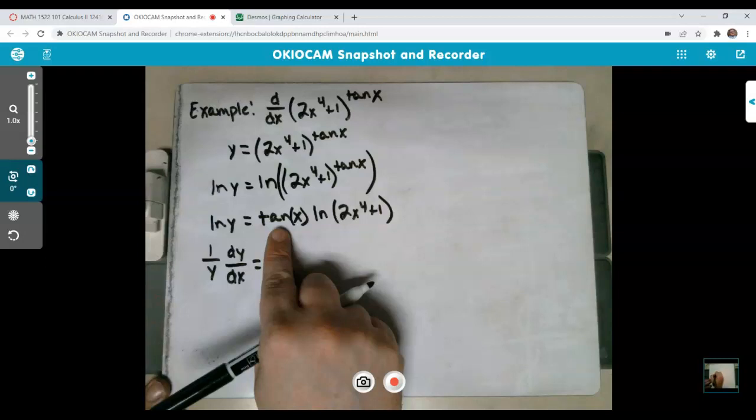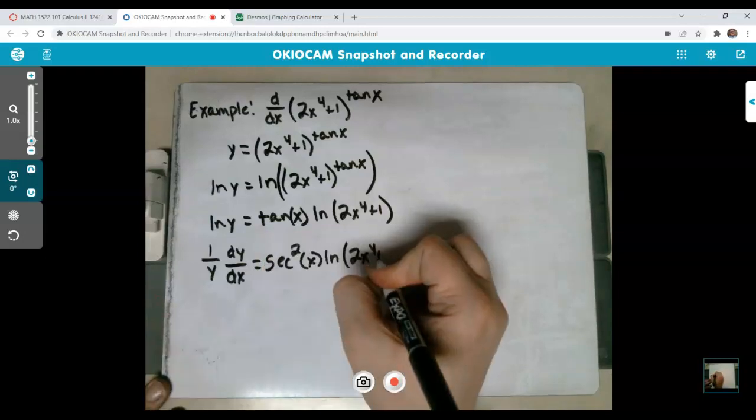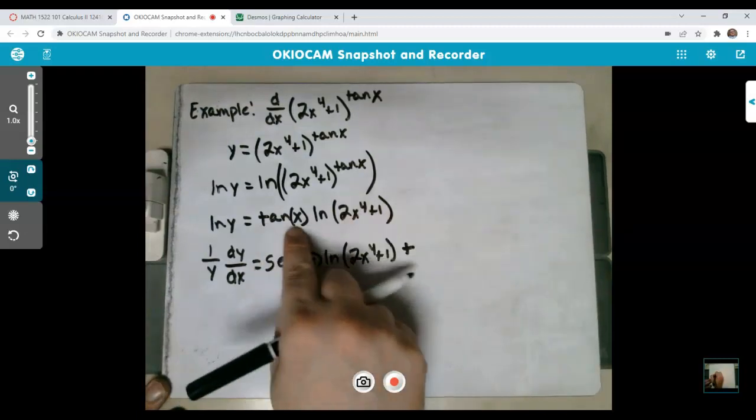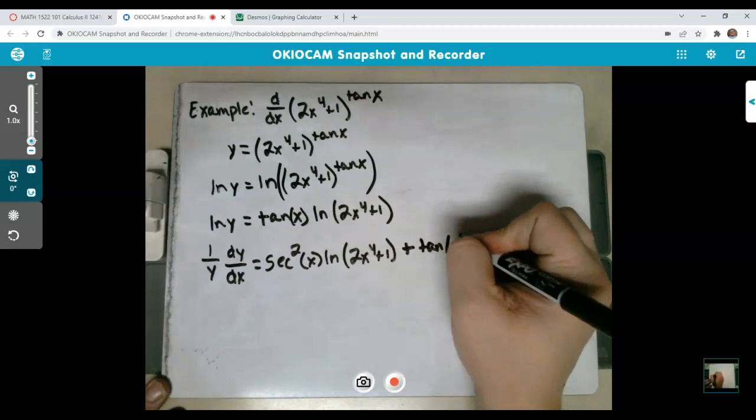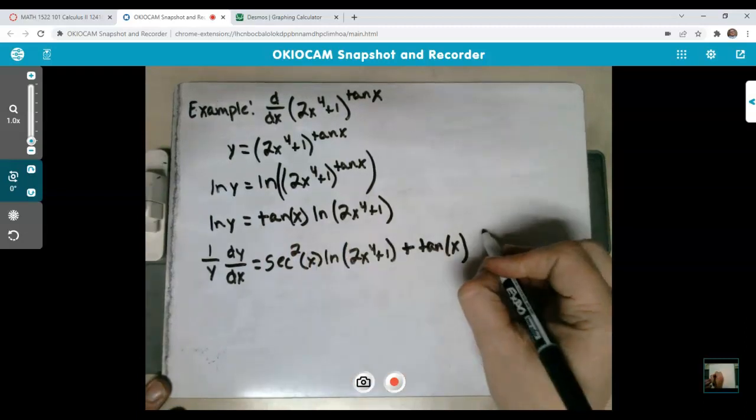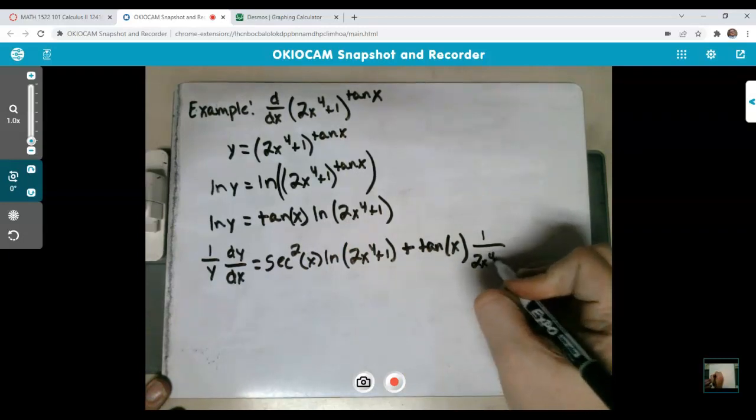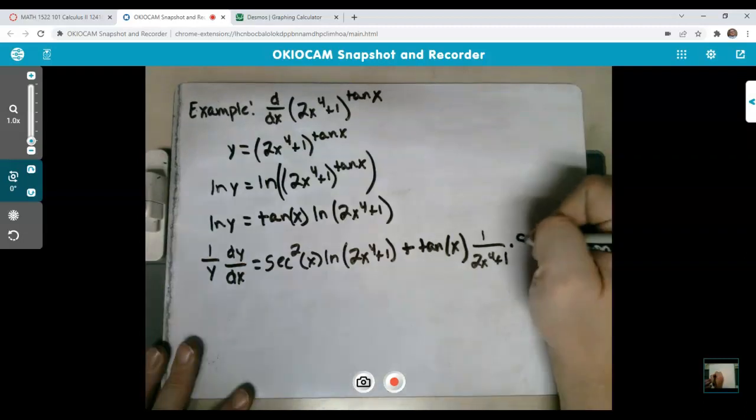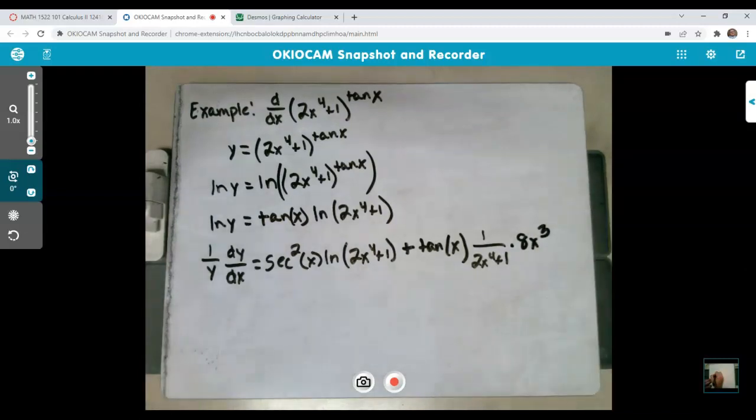Leave that part, so leave ln of 2x to the fourth plus 1, plus leave the first part, tangent of x, times the derivative of that part. Well, that'll be 1 over the 2x to the fourth plus 1, but then I need to multiply that by the derivative of this stuff. The derivative of 2x to the fourth plus 1 would be 8x to the third. So I would say times 8x to the third.